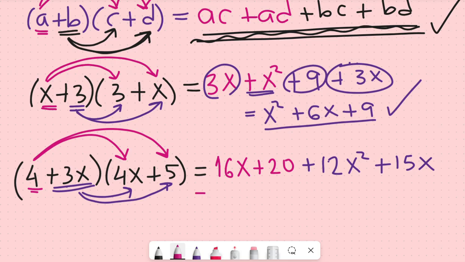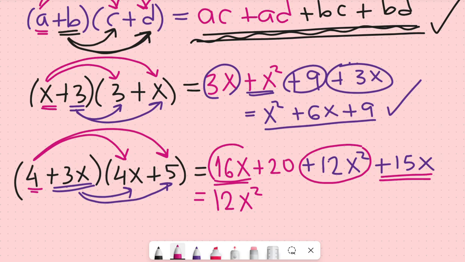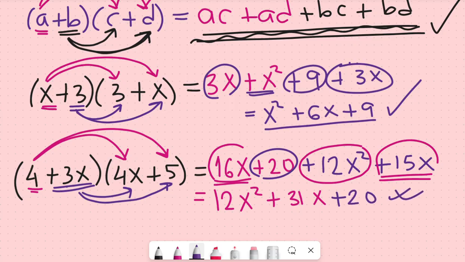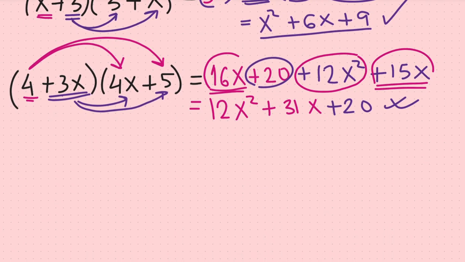Good job. The only thing we need to do now is collect like terms. So we have 12x squared. There is no other x squared, so we copy that. Then we have 16x, but there is 15x as well. So 16 plus 15 will be positive 31x. And then we have 20. There is no other 20, so we copy that. Perfect. That's it. We have it in simplest form.